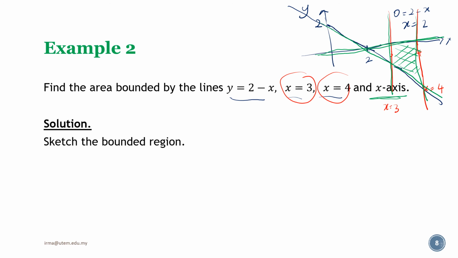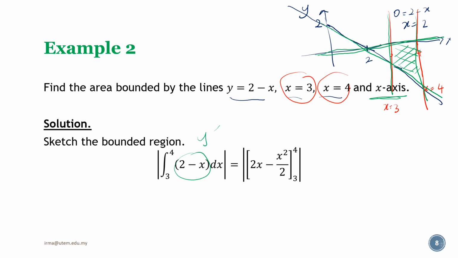Using the area formula from just now, you just use the information given in the question, where we have y equal to 2 minus x. So integrate with respect to x from 3 to 4. If you see here, you will have the absolute value. Why do you think you have that modulus? Because if you look at the shaded region, it is below the x-axis, which means that you will get a negative value.